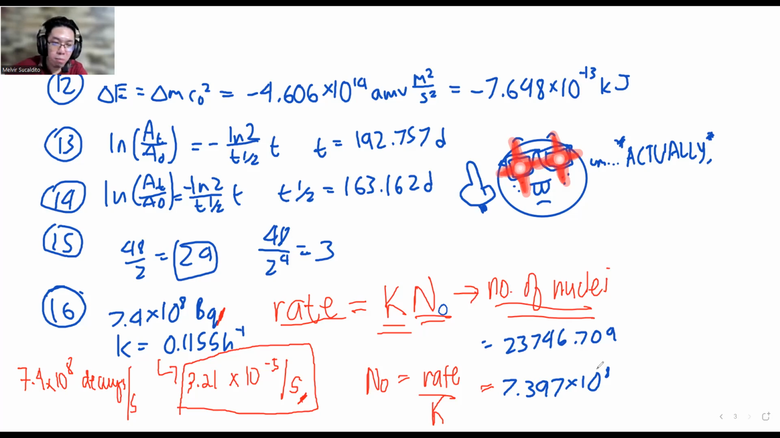Sige, what is your rate? Your rate is 7.4 times 10 to the 8. And then, i-divide ko sa 3.21 times 10 to the negative 5. Nangyari. I have a different answer than yours. Ayun.